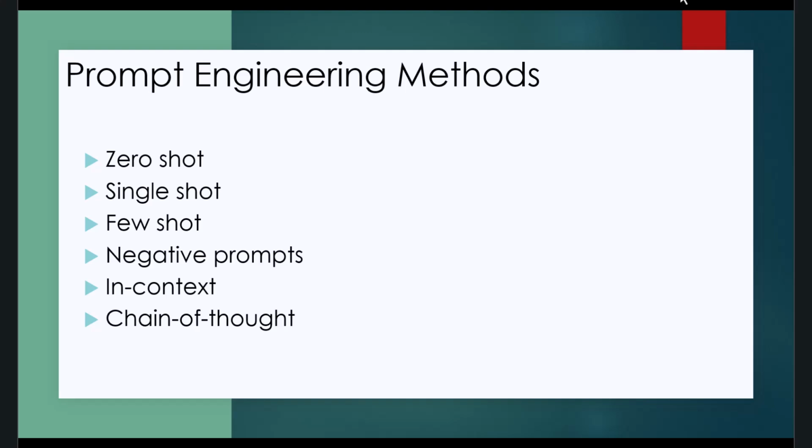Single-shot prompt engineering involves providing the AI model with one example of the desired output along with an input prompt. I'll give you an example in a moment. Few-shot prompt engineering involves providing the AI model with two or more examples of the desired output along with your input prompt. A negative prompt might be something like this.